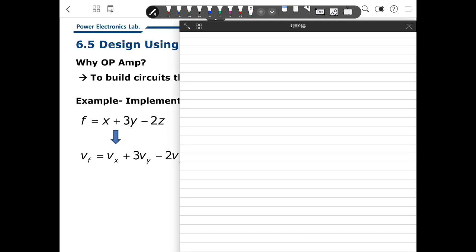And this is chapter 6.5. We will deal with the op-amp, operational amplifier. The op-amp looks like this, with a minus and a plus. There are two inputs and one output. We call this VO, and V minus and V plus.